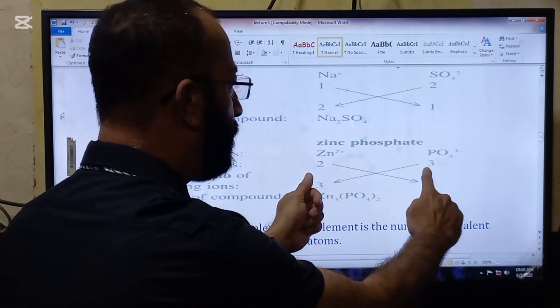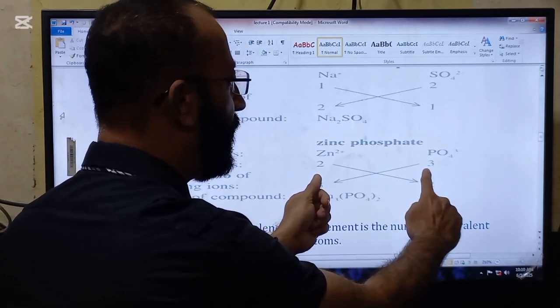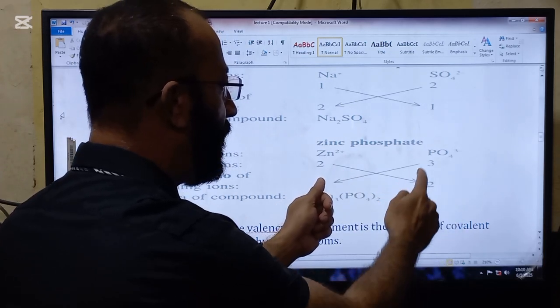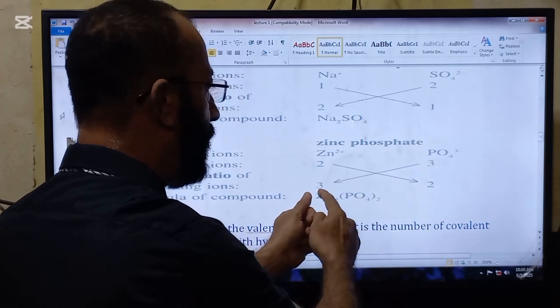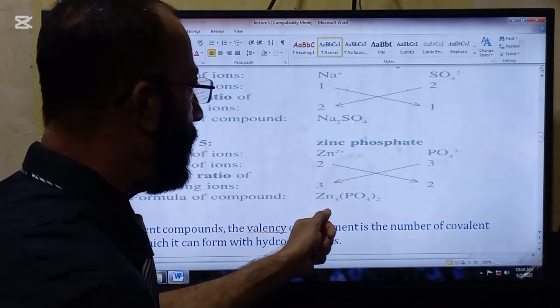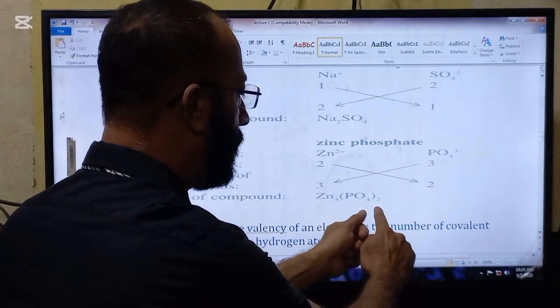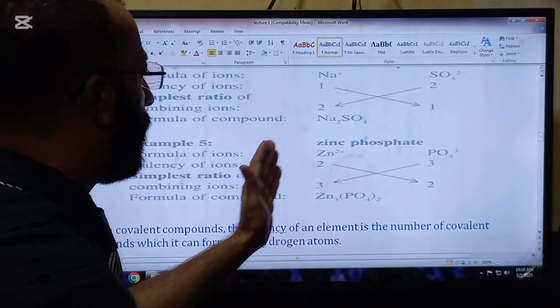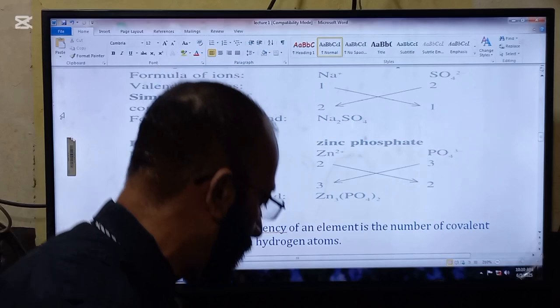Next step will be simple ratio. These two values are not coming in the same table. Next step will be cross multiply the values. This 3 will come here and this 2 will go there. So Zn3(PO4)2 is the formula of the zinc phosphate.